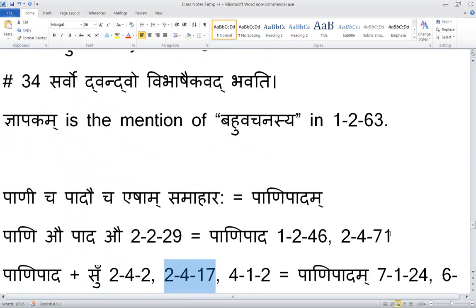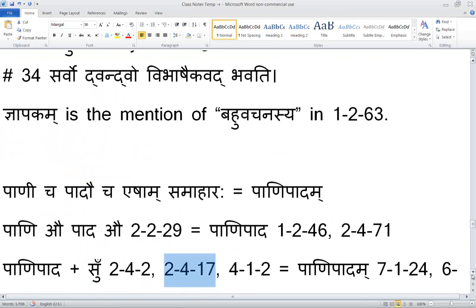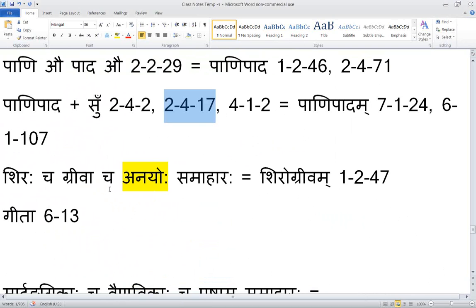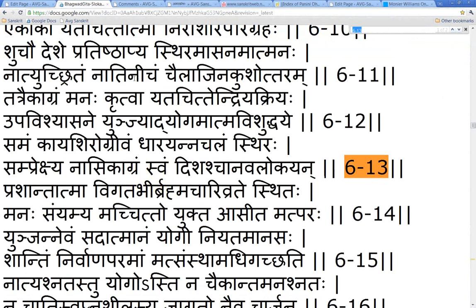So that was when they are pranyangani, limbs of an animal. Then we got a good example from the Gita. Samam kaya shiro grivam, Gita 6.13: samam kaya shiro grivam dharayan nachalam stiraha, samprekshanasikagram. This is kaya shiro grivam: his body, his head and his neck. So this is a samahara dvandva in the Gita. Good example.